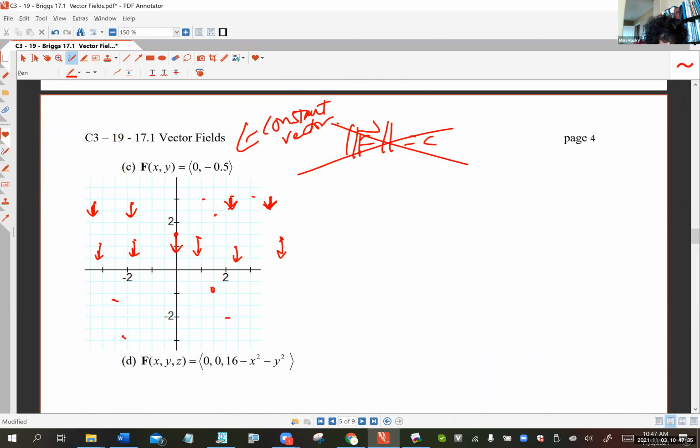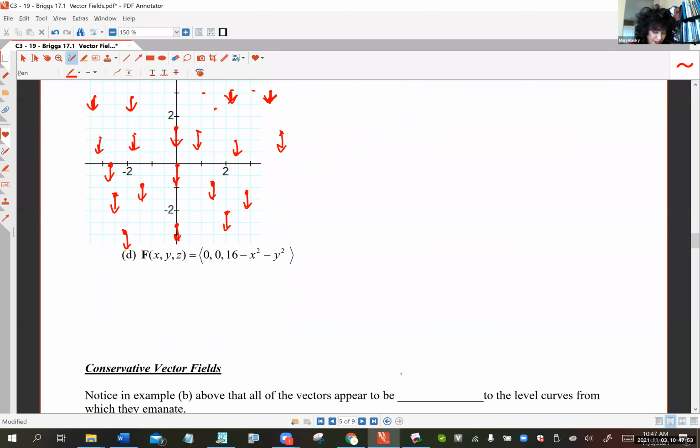And so you get the drift. It kind of looks like rain, doesn't it? Yeah. We got rain. It's raining small vectors. So all the points have the constant vector associated with it. So that one's easy to sketch.